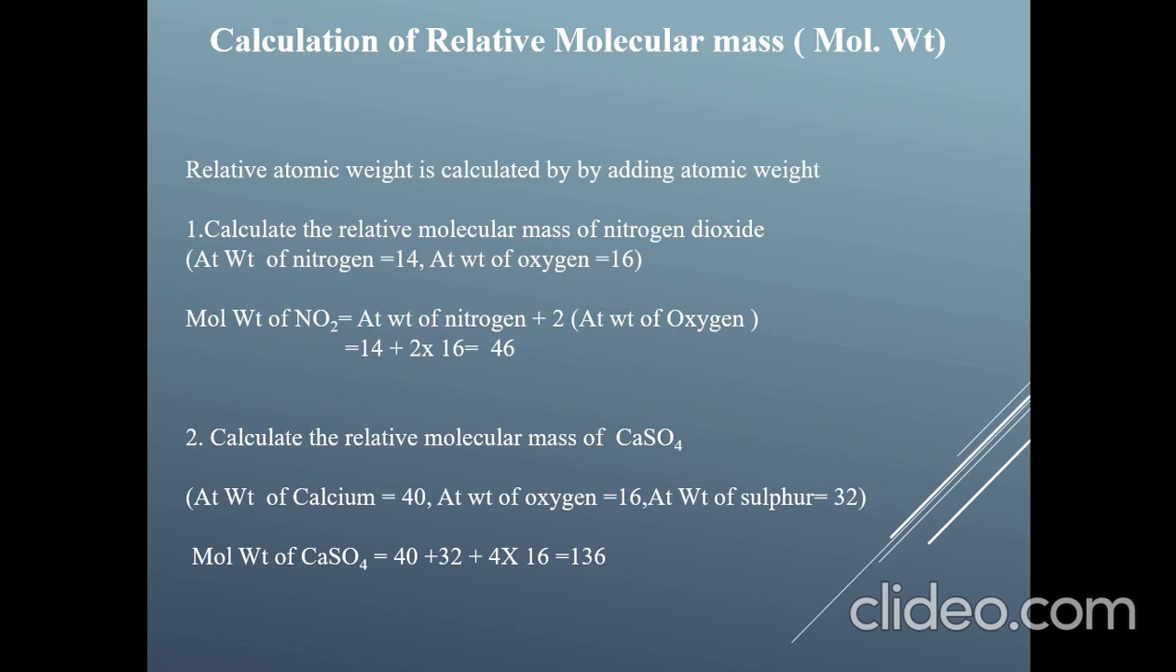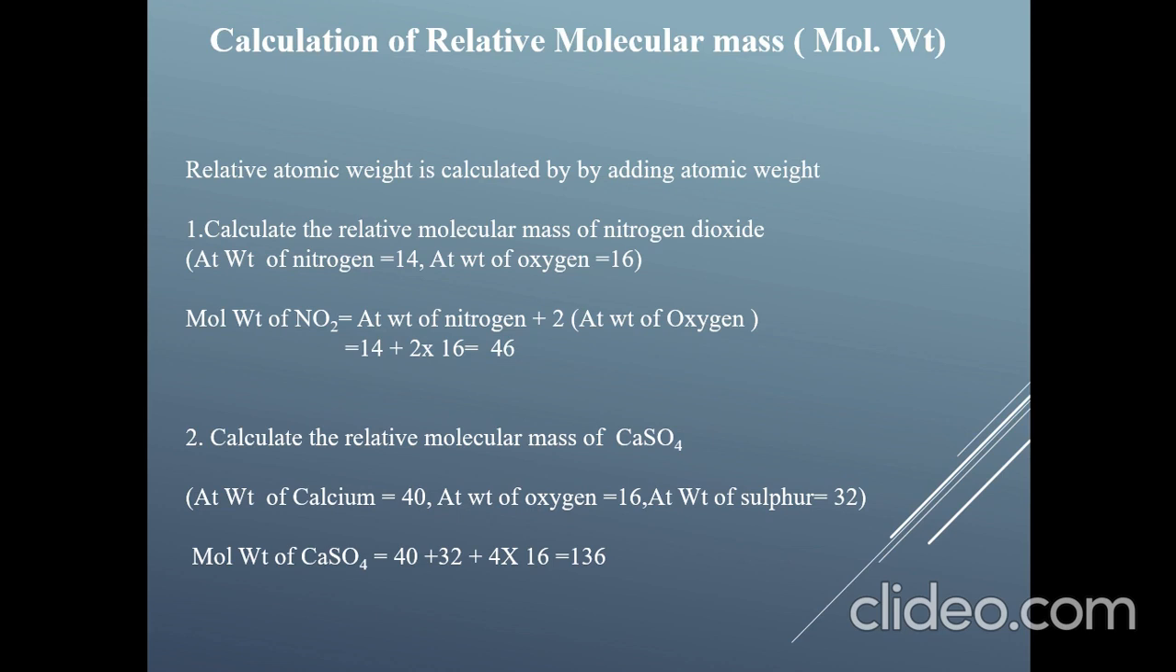Now, molecular weight of nitrogen dioxide. First of all, you should know the formula. Nitrogen dioxide formula is NO2. Now what is the atomic weight of nitrogen given? It is 14, and that of oxygen is 16. So now we have to calculate the molecular weight of nitrogen dioxide. For that, we write the formula: atomic weight of nitrogen plus 2 into atomic weight of oxygen.